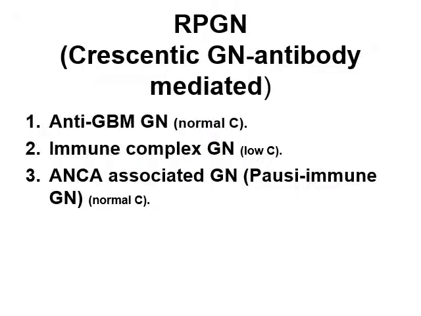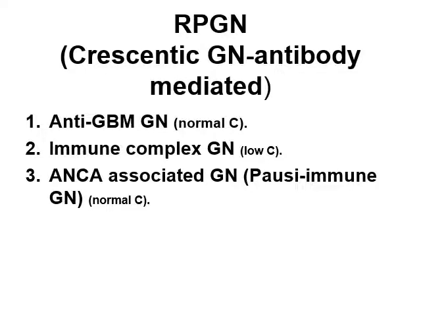The third name is antibody-mediated glomerulonephritis. So we have RPGN because this is a clinical course, crescentic because this is a pathological identity for it, and the third is a pathogenesis through antibody-mediated.